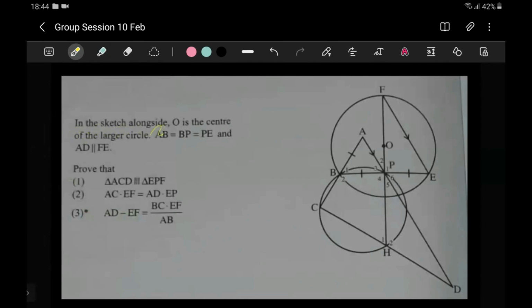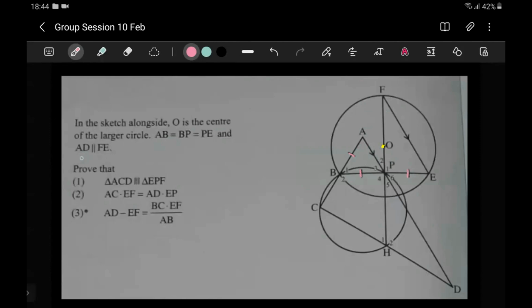In the sketch alongside, which is this sketch over here, O is the center, so there's O over there. It says O is the center of the largest circle. And then it says AB is equal to BP, and it is equal to PE.